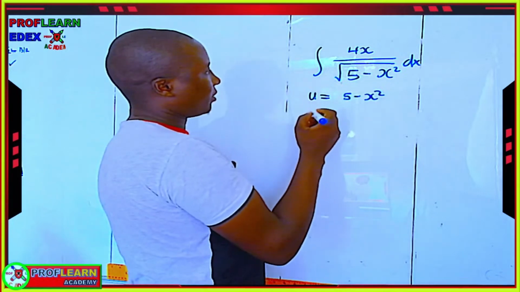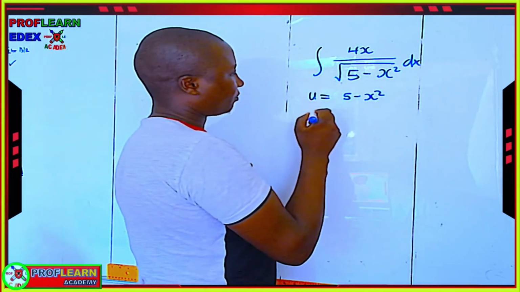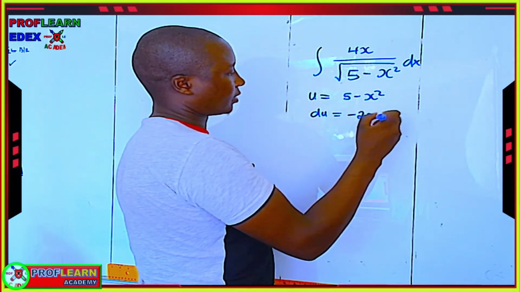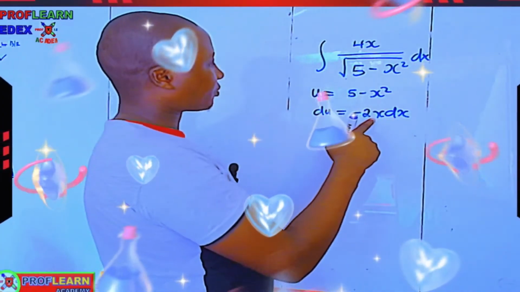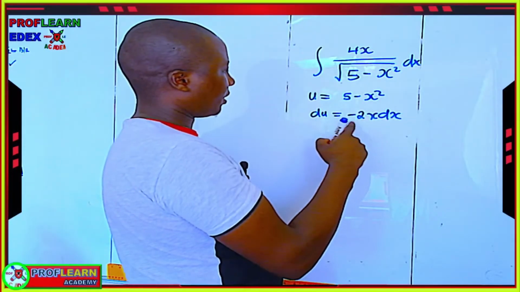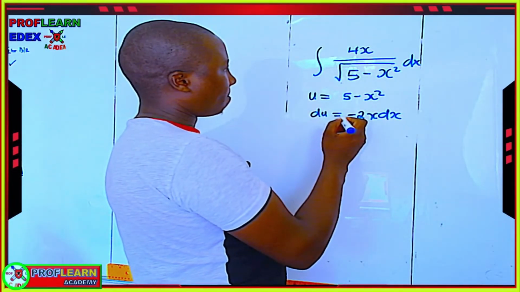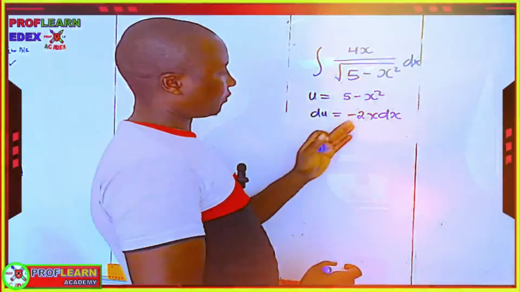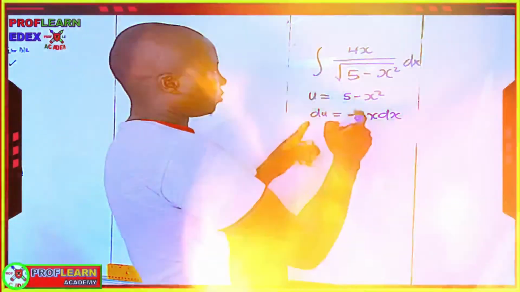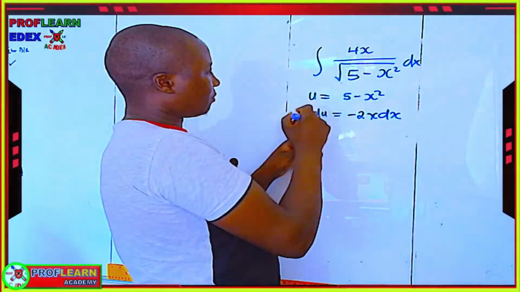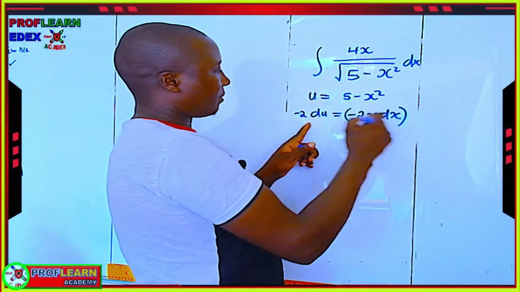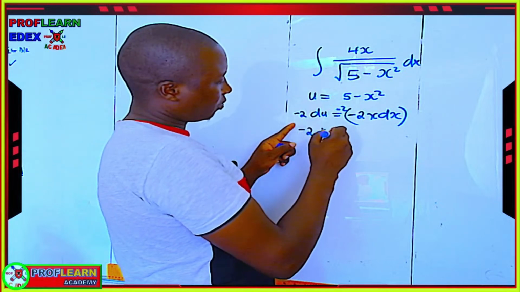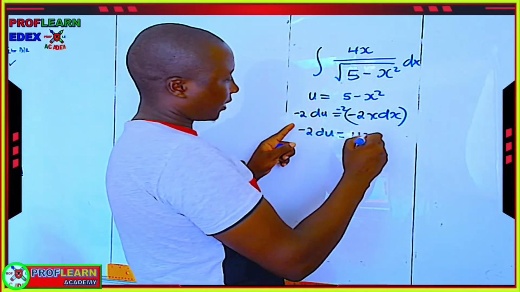This expression can be written as we can find du dx. So this will be minus 2x dx. So from here, I want you to notice that I can write this expression that we have here in terms of x dx. And to have 4 here, I need to multiply by -2. I multiply here by -2 as well, so that I'm going to have -2 du is equal to positive 4x dx.